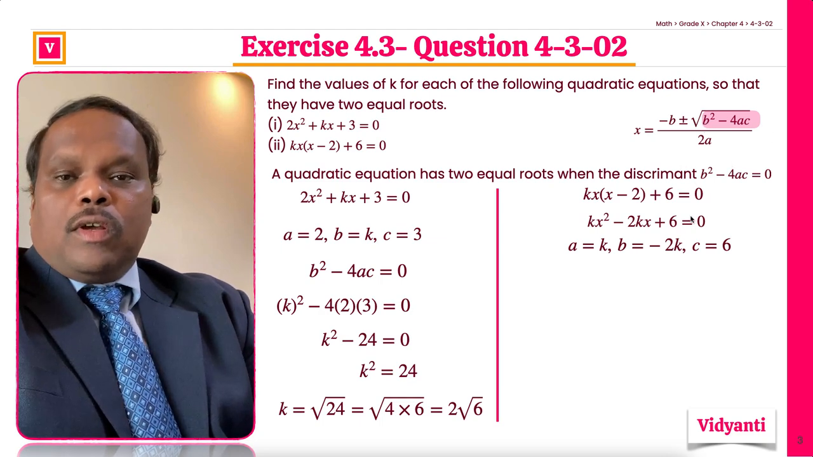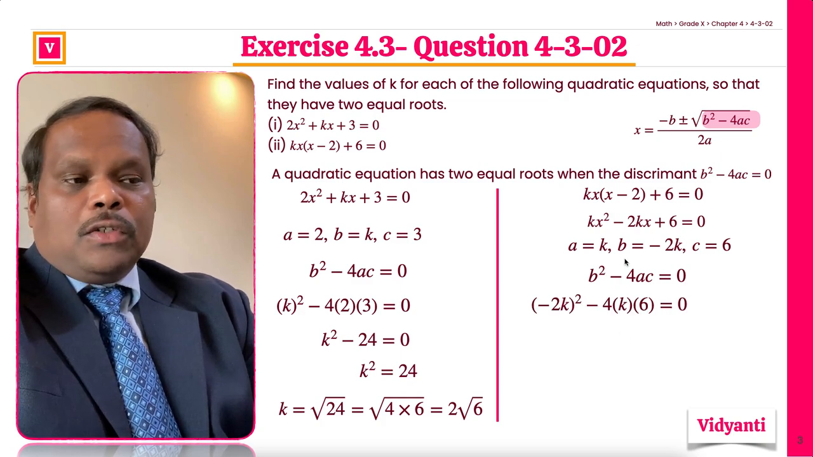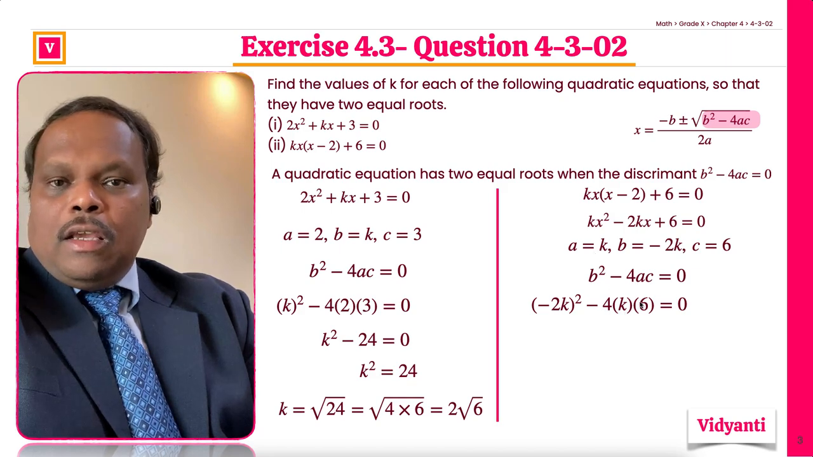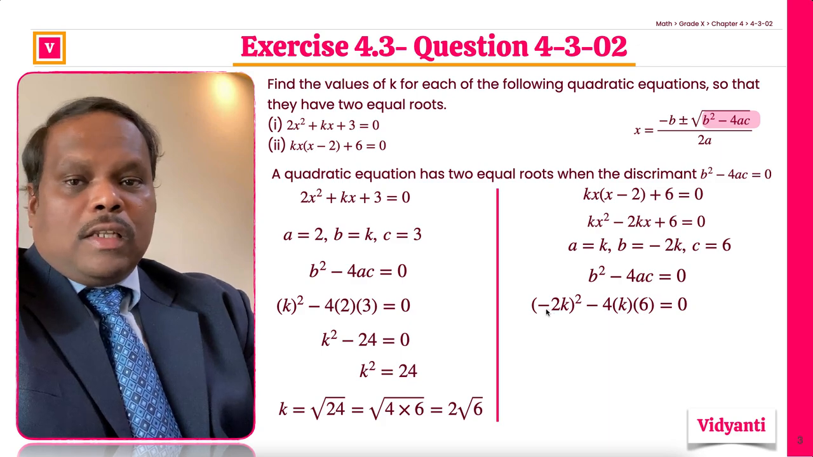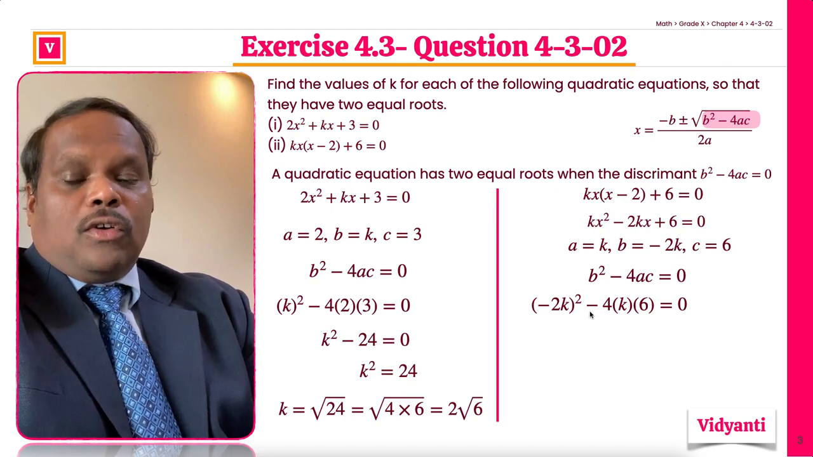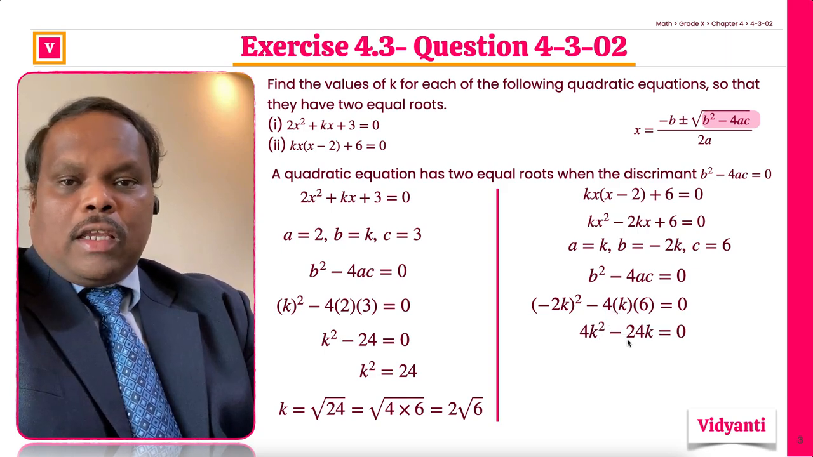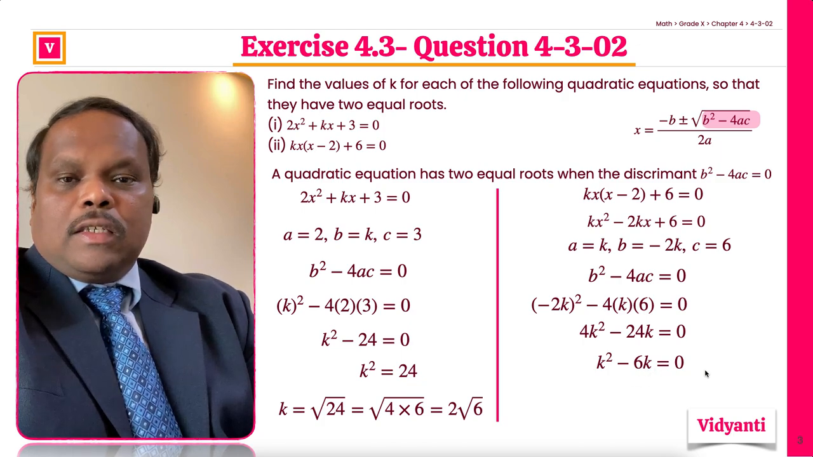Let us evaluate b square minus 4ac and equate it to 0. It's a matter of substitution. b is negative 2k, squared. 4 times a, which is k, times c, which is 6. Now remember, the square of a negative number is still positive. So negative 2k, the whole bracket squared, is as if you are squaring 2k. So this is 4 times k square, and this will be negative 24k. I can get rid of 4 because it's common in both. I can do that because on the right hand side we anyway have 0. So k square minus 6k equal to 0.